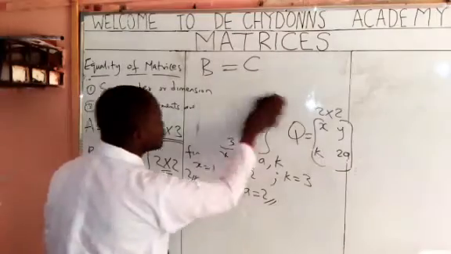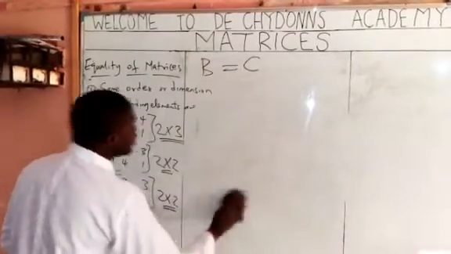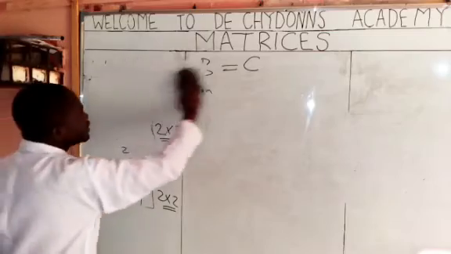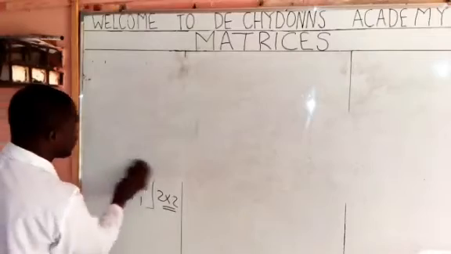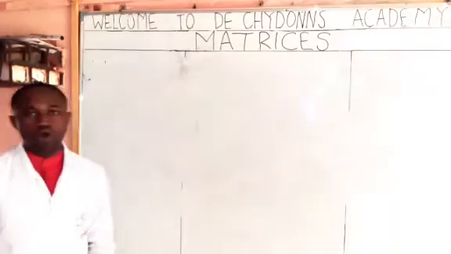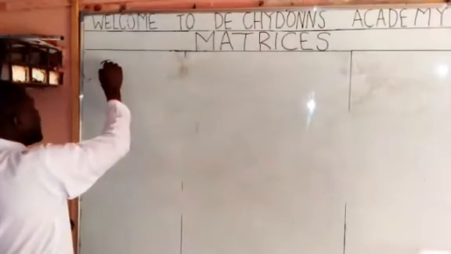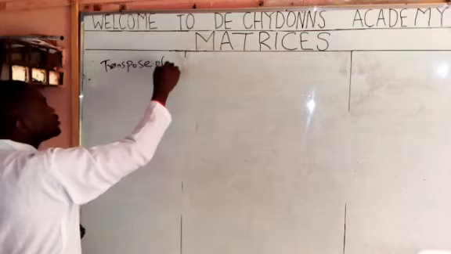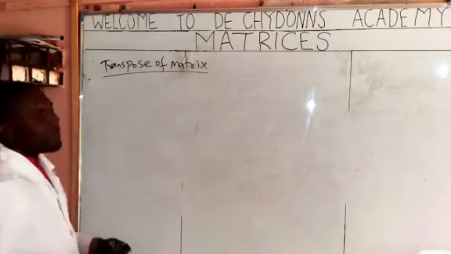How do we do transposition of matrix? For you to say you have transposed a given matrix, it means that you will interchange the rows and their columns, such that the row will become the column. I repeat, transpose of any matrix simply means interchange the rows and the columns of that matrix. Transpose of a matrix.